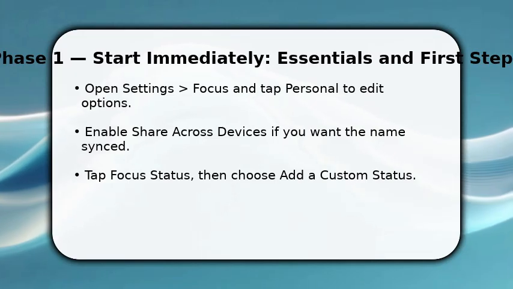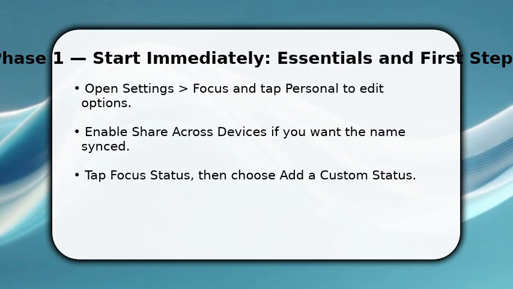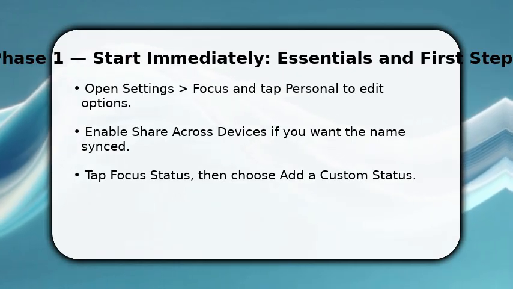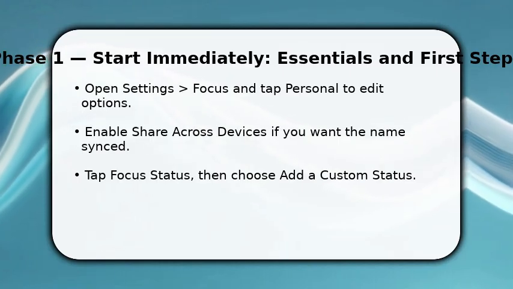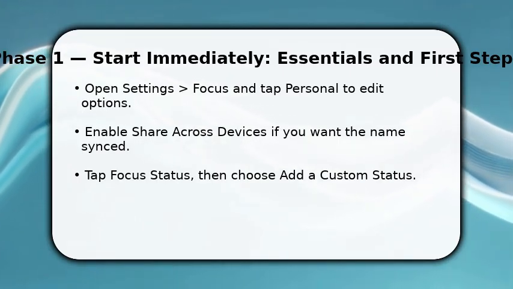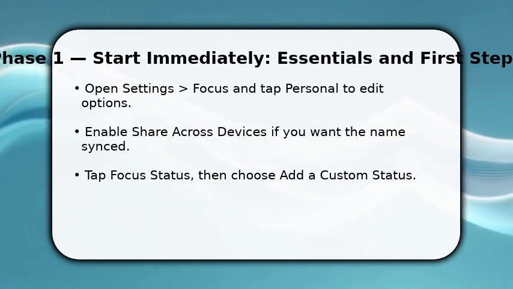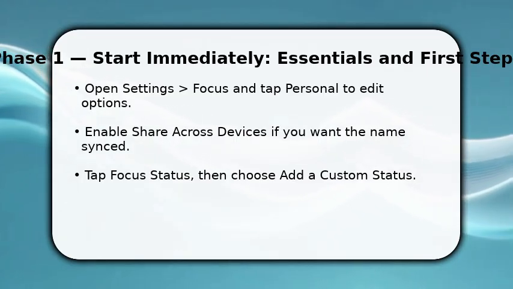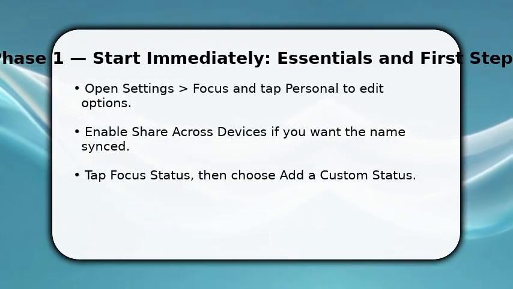Enjoy the video. You begin inside Settings, open Focus, and tap Personal. Do it now. Once inside Personal, make sure Share Across Devices is enabled so changes sync. Then tap Focus Status to reveal the message field and choose Add a Custom Status. This first action creates the editable space where you will type your name. Do not skip Share Across Devices if you use multiple Apple devices, otherwise the name stays local to this iPhone.